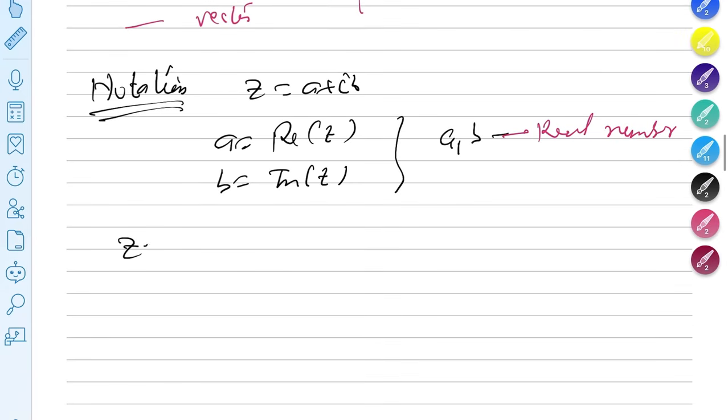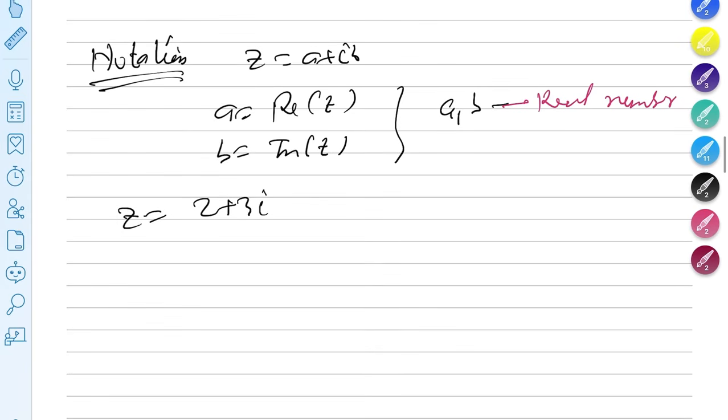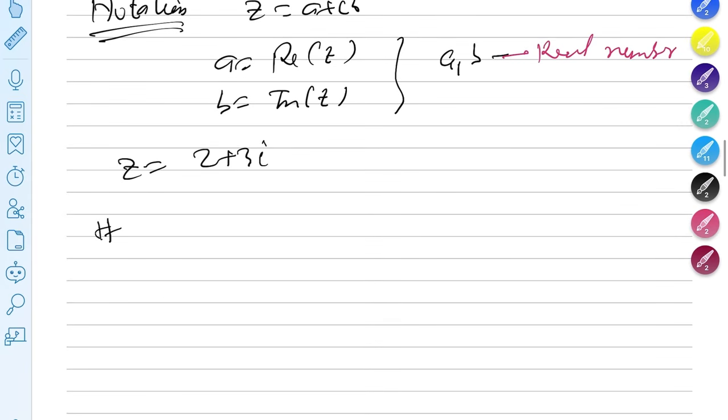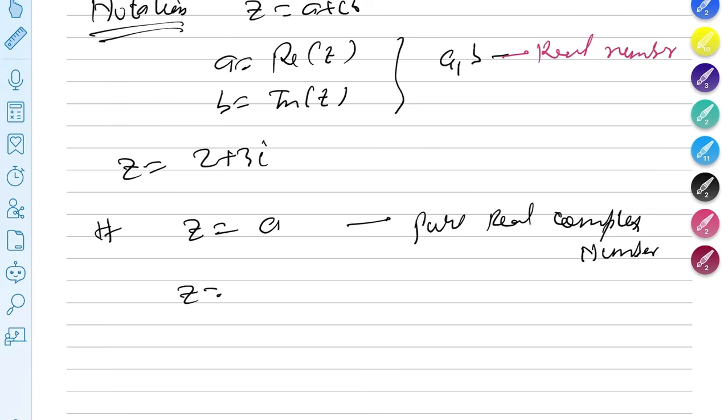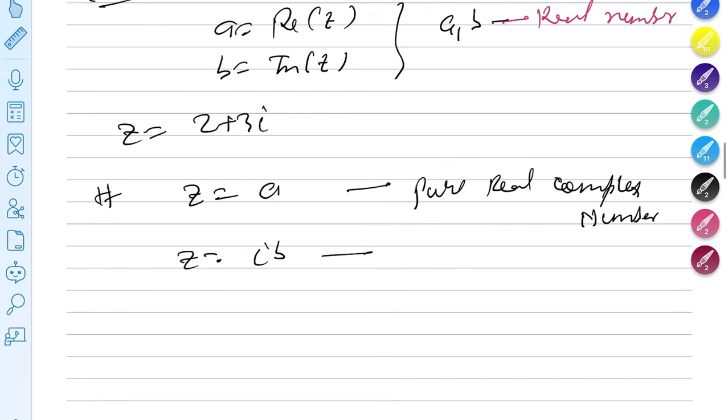For example, let's say z is equal to 2 plus 3i. This is a complex number. If we have a complex number that is just a, so there is only a real number, this is called a pure real complex number. If we have z equal to, let's say, ib, there is no real part. It is called a pure imaginary complex number.